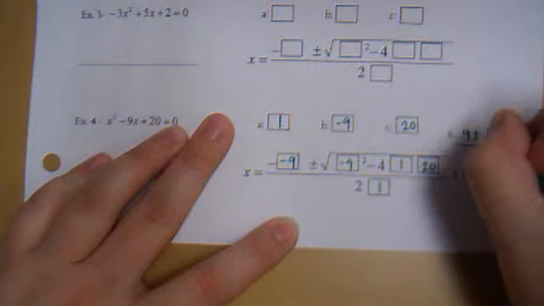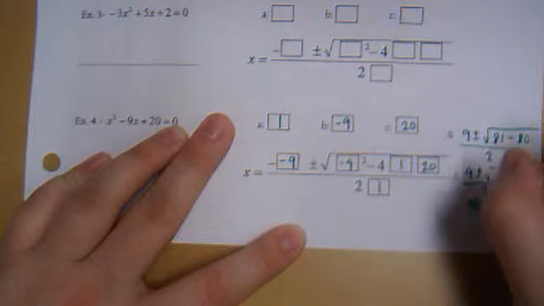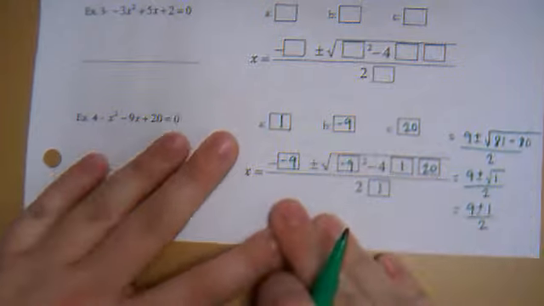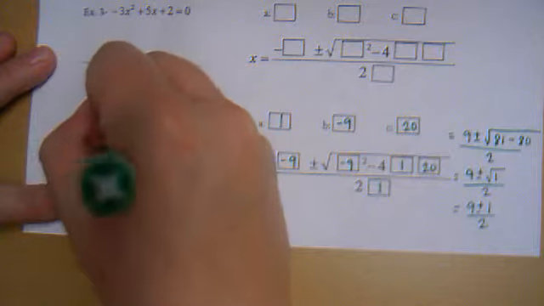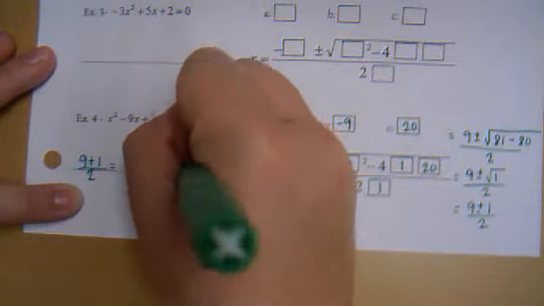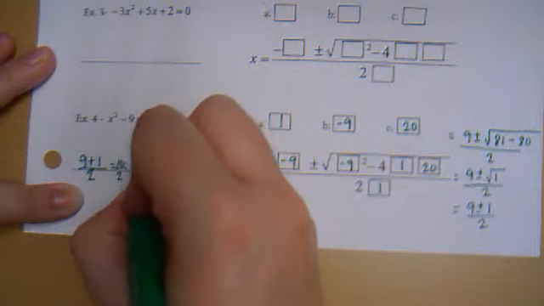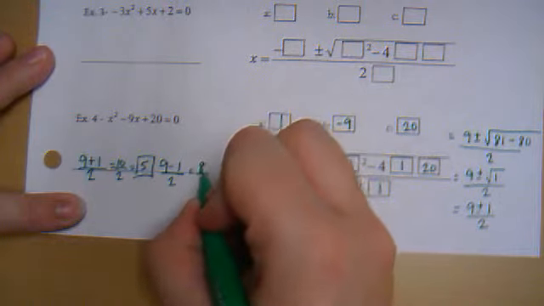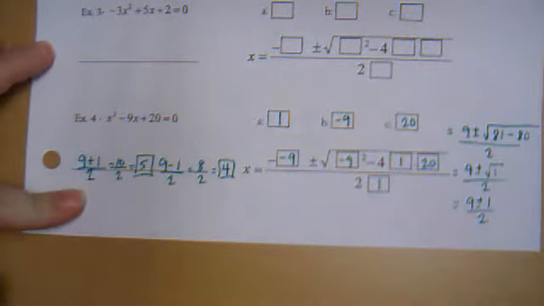So 9 plus or minus, well, 81 minus 80 is 1. Okay, well, the square root of 1 is 1, so that simplifies nicely. So then we go over here and we separate it. So I have 9 plus 1 divided by 2, and 9 minus 1 divided by 2. Okay, well, 9 plus 1 is 10. 10 divided by 2 is 5. So there's one solution. 9 minus 1 is 8. Divided by 2 is 4. So there's your other solution. So this graph crosses at 4 and 5.